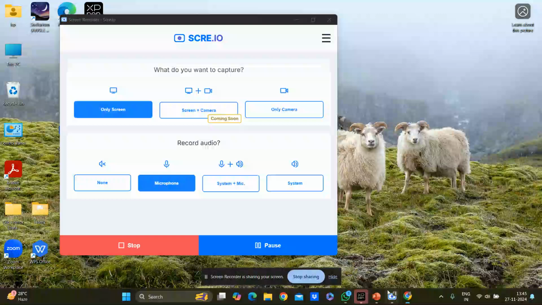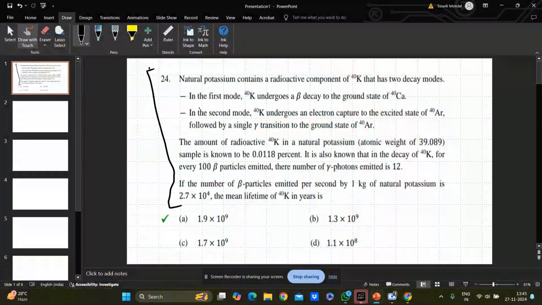Okay, so I am going to discuss another problem from TIFR 2020 PYQ. This is from nuclear physics, basically radioactivity, and this is a very long question. Many statements are given. Okay, so let's try to read what they are trying to say.